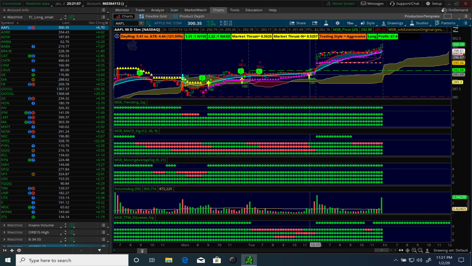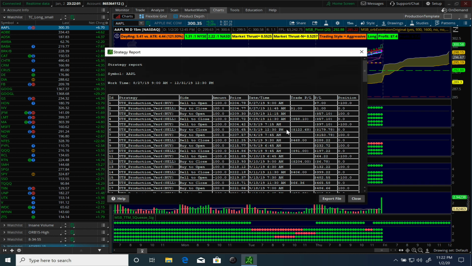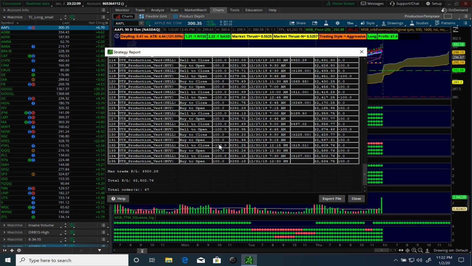Once you right click on the arrow and click on show report, you can see the backtest results of this strategy. This assumes that you are trading 100 shares, but you can adjust this if you trade more or less. This is looking at data for the last 30 days, so it's 30 active trading days, not including the weekends. And you can see this has a profit of $2,500.